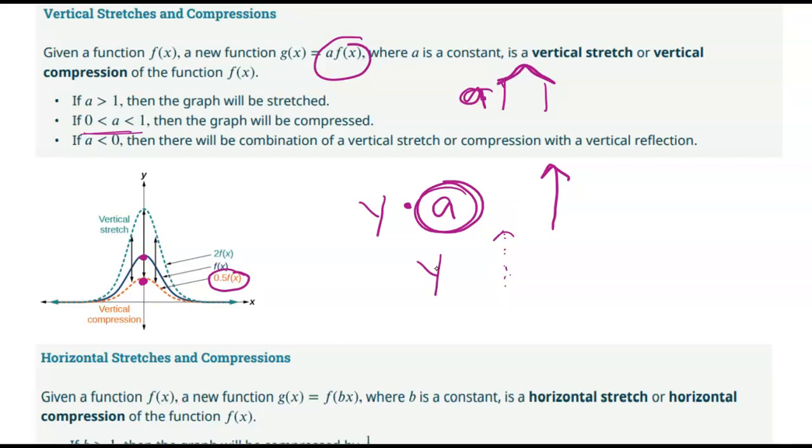If a is then negative, what's going to happen is you're going to have that same either stretch or compression, but then you would have a flip, so that your positive y's then become negative y's.